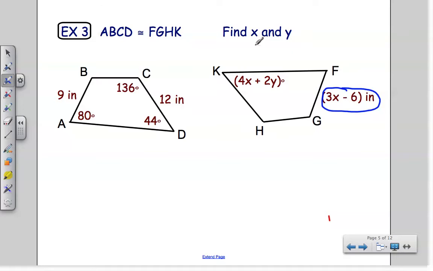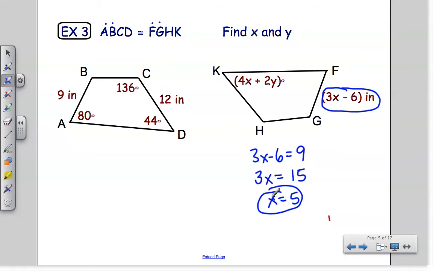But FG, that's the first 2 letters listed here. That's the side. So that must correspond to side AB, the first 2 letters here. And side AB was 9 inches. So I know that 3x minus 6 has to equal 9 inches. And I'll get x alone. Add 6 on both sides. 9 plus 6 is 15. Divide by 3. And x is 5.